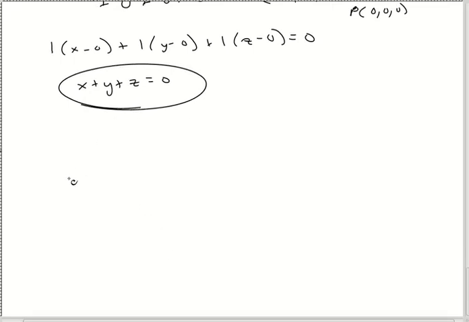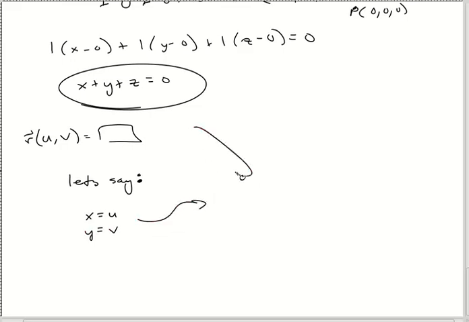So we need them in terms of u's and v's, like r in terms of u and v. That's what their answer is supposed to be. How do we do that? Well, I just have to pick something at some point. Let's say, and I'm just making this up, x equals u and y equals v. If that's the case, then I have u plus v plus z equals 0.